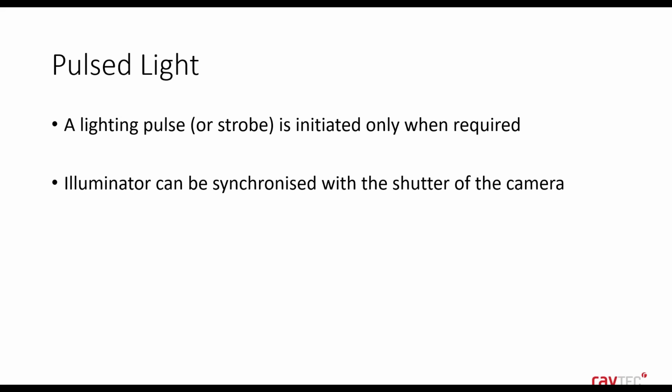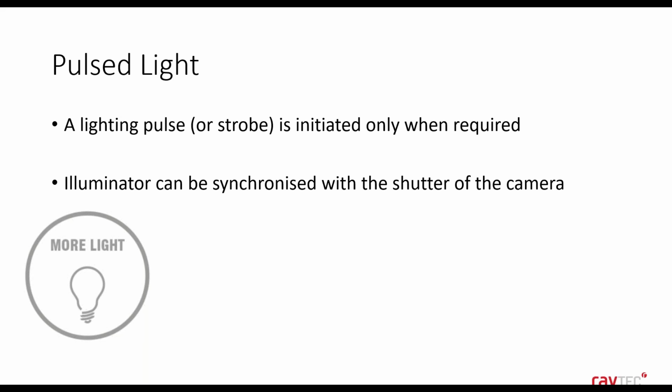But the question you might have is, why would we go to the effort of pulsing the light when we could just use constant light if that was easier to set up and more straightforward? Well, we'll run through a few of those reasons now. Critically, the use of pulsed light allows us to generate far more light. As an example, if the camera shutter is only open for, say, 1 millisecond every 50 milliseconds, then the camera shutter is only open for 2% of the time.